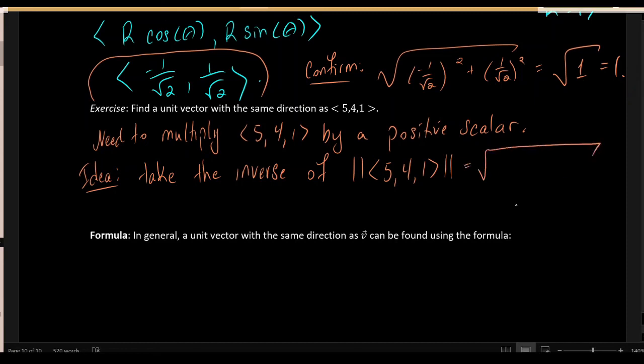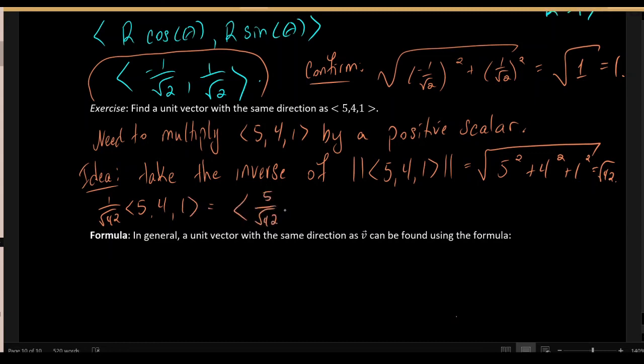So the length of 5, 4, 1 is 5 squared, 25, plus 4 squared, 16, plus 1 squared. So that seems like 42, if I recall correctly. So I'm going to scale this vector by the inverse of root 42. That gives me 5 over root 42, 4 over root 42, 1 over root 42.